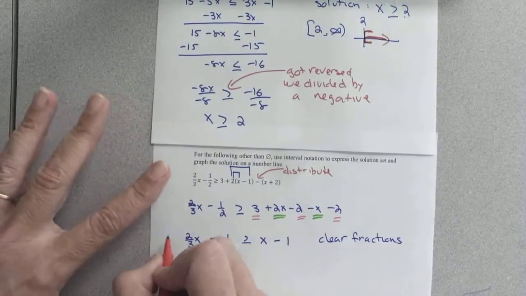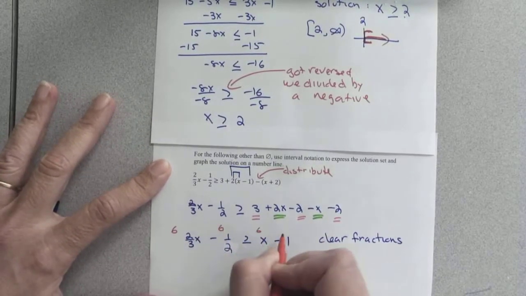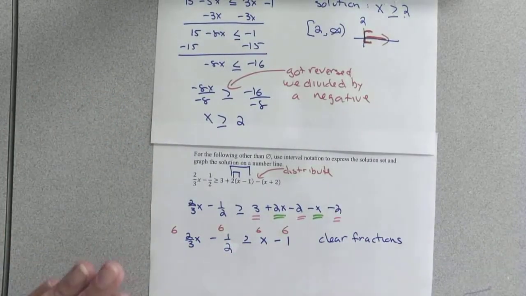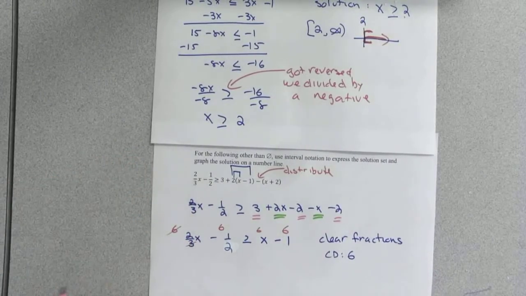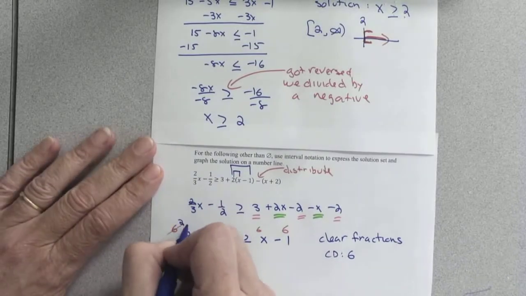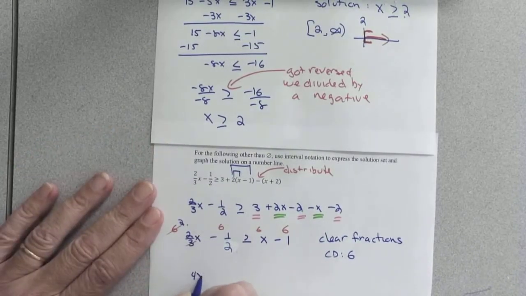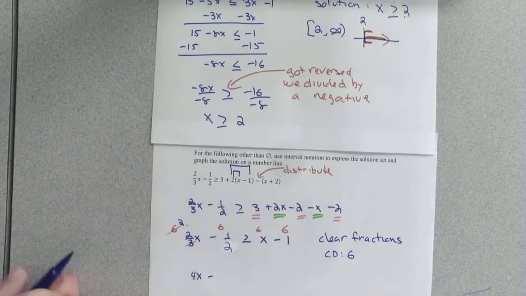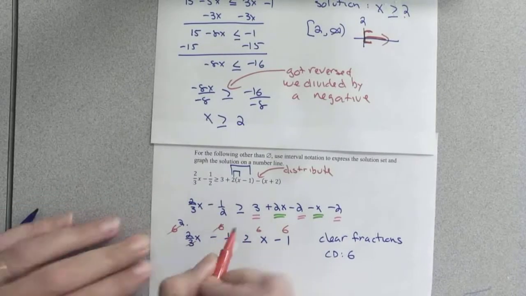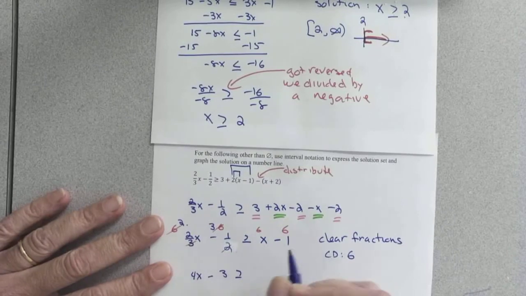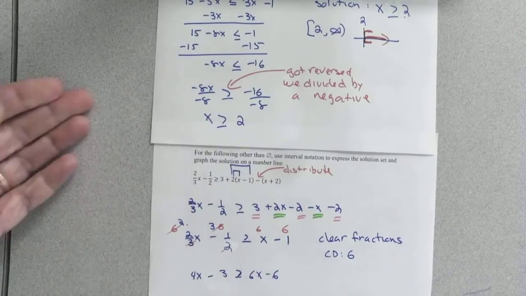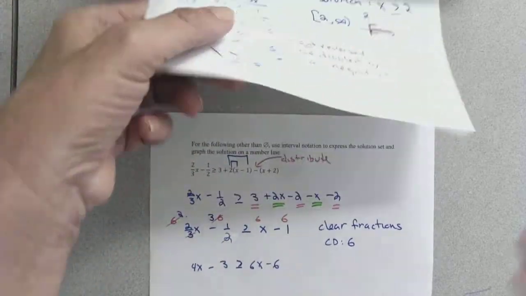So I'm going to multiply everybody by 6. My common denominator is 6. The 3 and the 6 cancel, leaving 2. 2 times 2 is 4. So I have 4x minus, the 2 and the 6 cancel, leaving 3. Minus 3 is greater than or equal to 6x minus 6. And it's downhill from here.